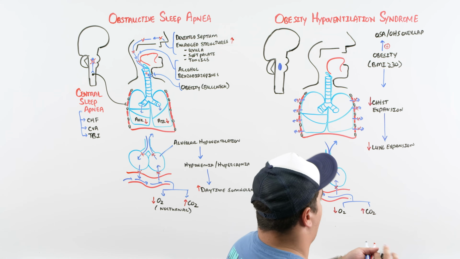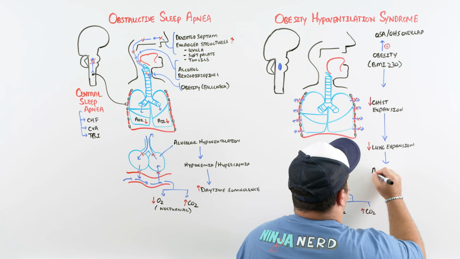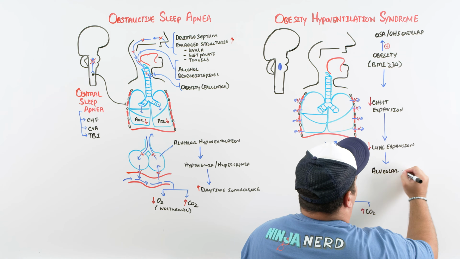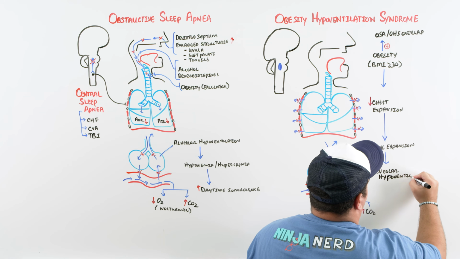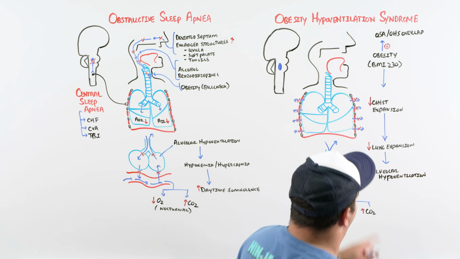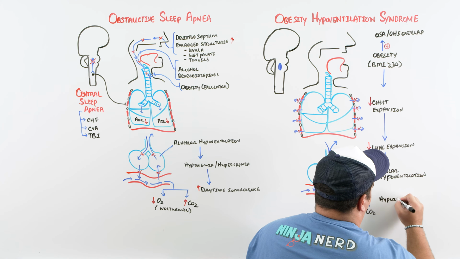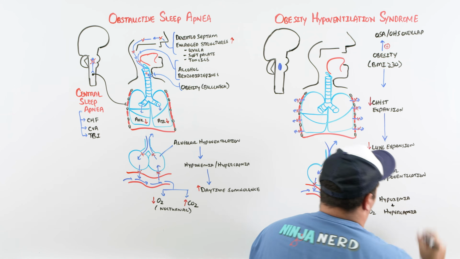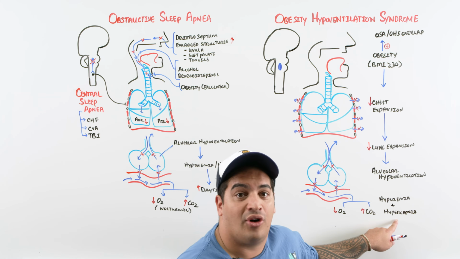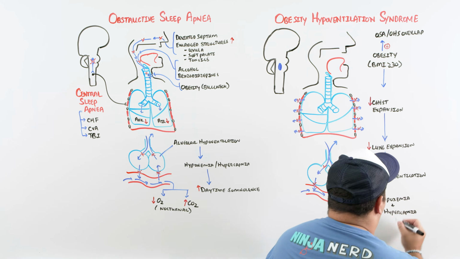But again, decreased lung expansion will lead to alveolar hypoventilation. And if the alveoli hypoventilate, you don't provide a good exchange of gases. And if there's no good exchange of gases, what's going to happen? You'll experience things like hypoxemia and hypercapnia. But here is the big difference. This can be nocturnal and while they're awake. That's the big difference.